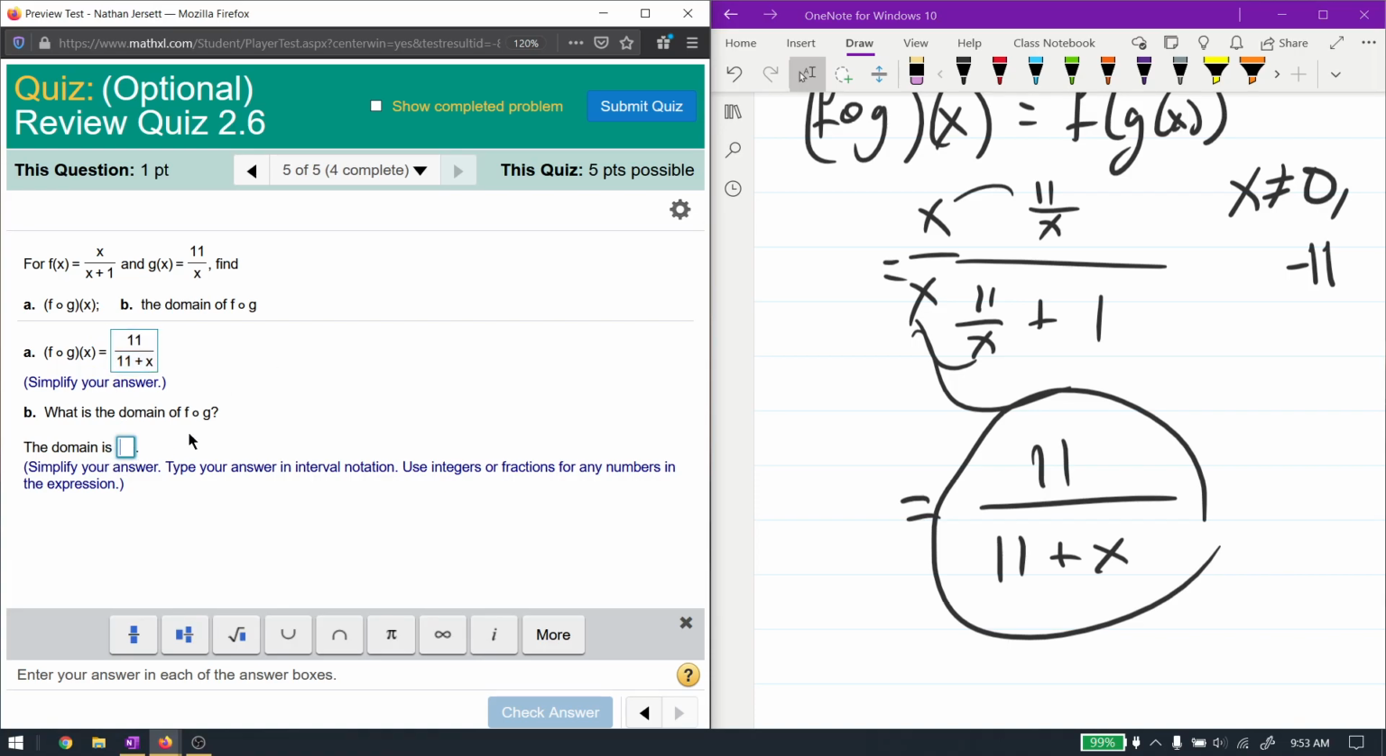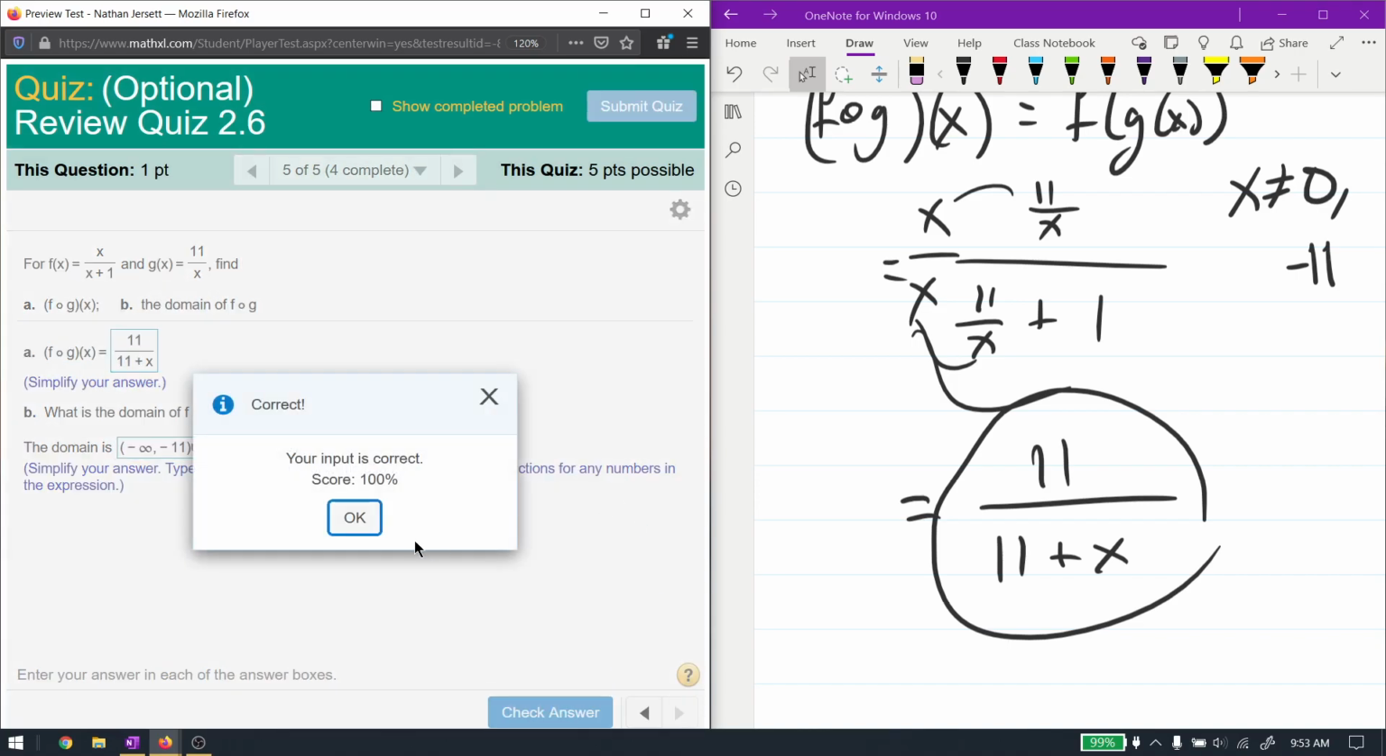And our domain is going to be from -infinity up to -11. Not including it, of course, so we use parentheses. Unioned with -11 up to 0. Not including that. And finally from 0 up to infinity. So here we've excluded -11 and we've excluded 0. So that should be our domain, and that's correct.